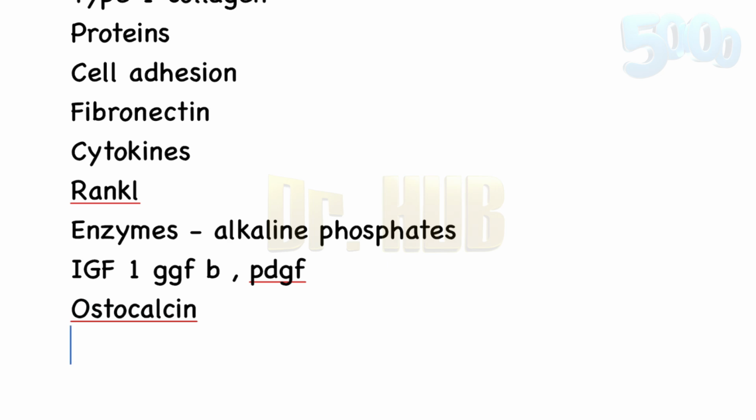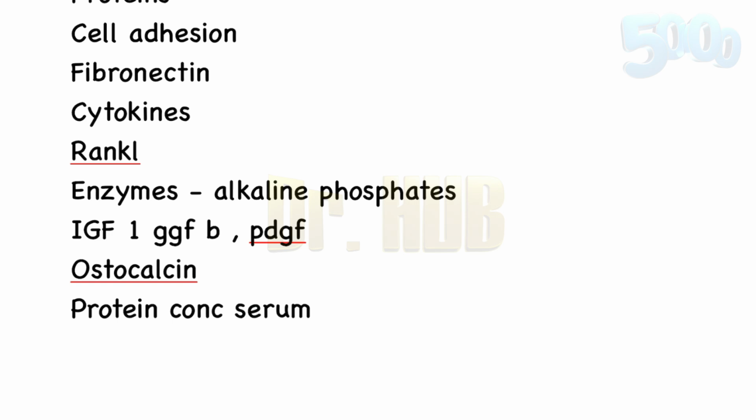So what are the proteins concentrated from the serum? Under this, it includes albumin as well as the beta-2 globulin.